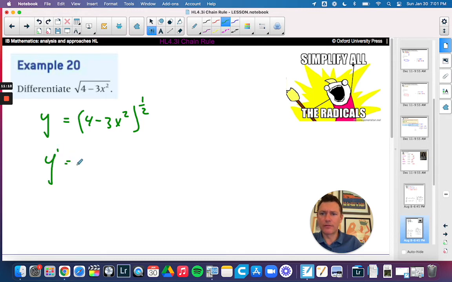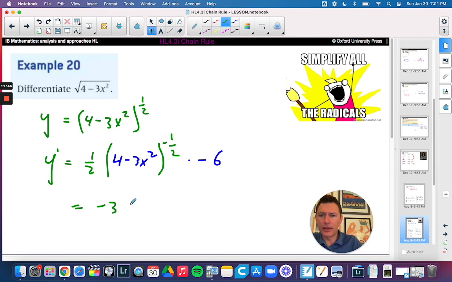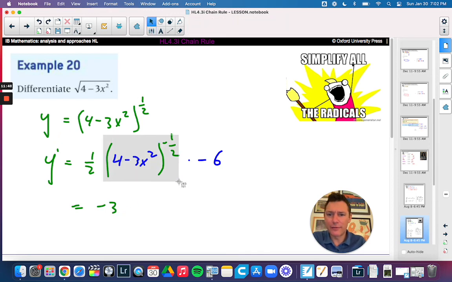If you're trying to take the derivative, you're multiplying by the exponent in front. Leave the inside stuff just as it is, 4 minus 3x, and drop the exponent by 1. And we're done. Oh, wait, we're not done, right? We get excited. Multiply by the derivative of the inside, which is negative 6. Cool. And then your negative 6 and your half would give you negative 3, and all this other stuff is sitting right here for you.